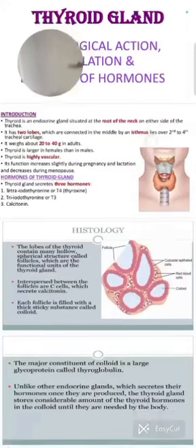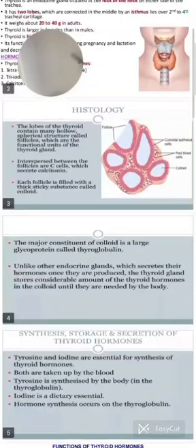Let us see the histological structure. Each lobe of the thyroid gland contains several hollow spherical structures called follicles, which are the functional units of the thyroid gland. Interposed between the follicular cells are cells called C cells, which are responsible for the secretion of calcitonin.